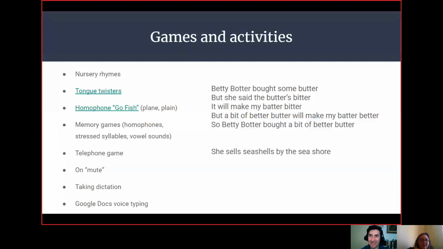You can also have your students take dictation. So it can be either you as the teacher or another student who reads a sentence or two, and the other student writes what they hear. So it lets them practice listening and spelling, but it really gets them to focus on the sounds that they hear.